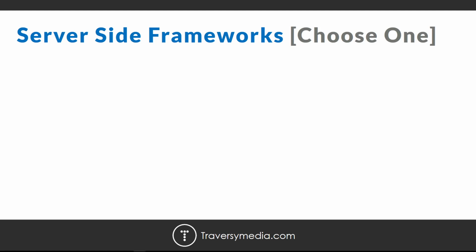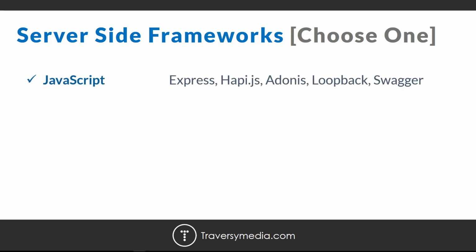All right, so now that we have looked at server-side languages and technologies, databases, now we want to look at server-side frameworks. Okay, just like we have front-end frameworks, we have server-side frameworks. So let's first look at some of the JavaScript ones. So we have Express, which is the most popular by far. We have Hapi.js, Adonis, which is a hardcore MVC framework that feels a lot like Laravel. And then we have new frameworks like Loopback and Swagger, which are frameworks that were built for creating REST APIs and backend services for full stack applications.